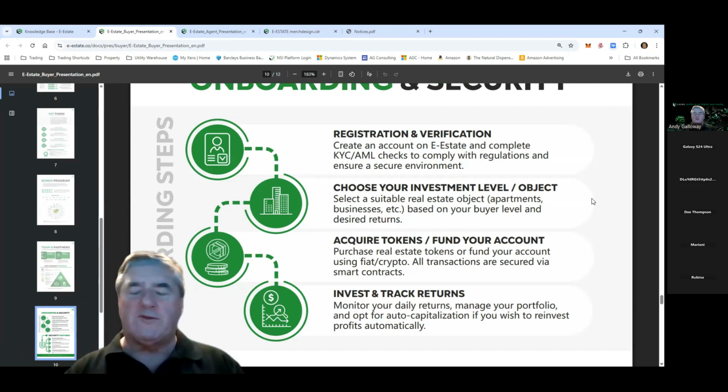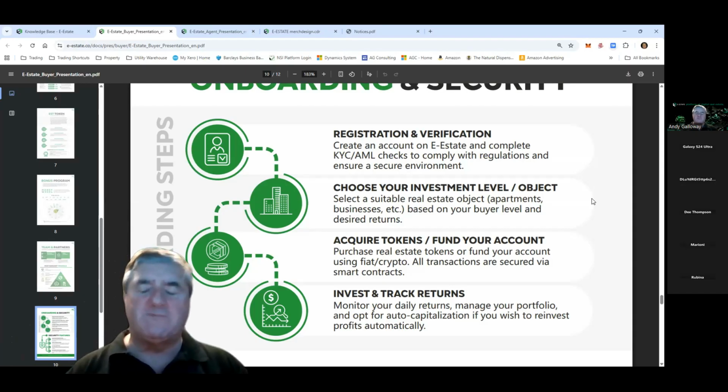Then you acquire the tokens and fund your account. You can deposit into your account in any one of about 50 different tokens, cryptocurrencies, including Bitcoin, Ethereum, Litecoin, various types of USDT, all the common ones. And then you buy the property, and you invest, and you can track your returns. You can monitor your returns every single day.